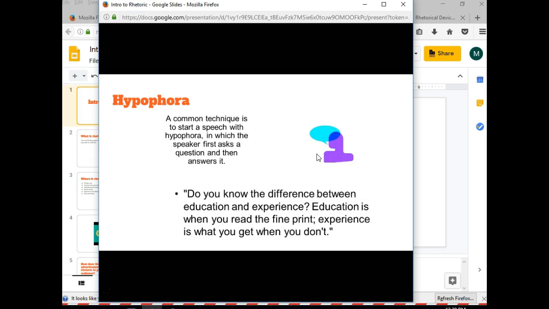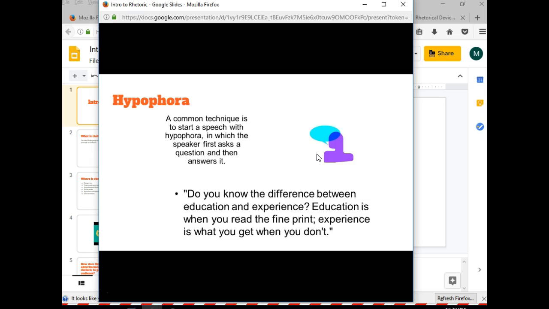Nailed it. Hypophora is a common technique in which people start a speech by asking a question and then answering it. You know the famous line from Hamlet: "To be or not to be? That is the question." Then he goes on to answer his question. I do that sometimes. I'm like, why would we be doing this today, kids? And I look at you like you're going to give me an answer, but you don't, and then I answer my own question. That's hypophora.